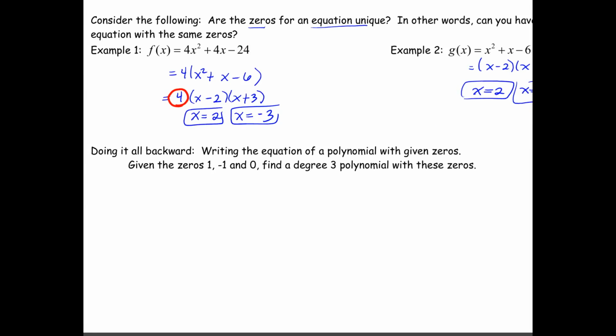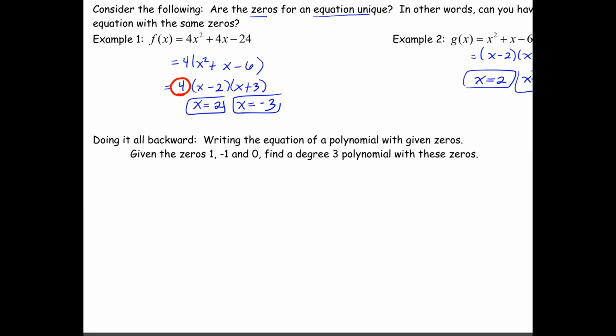So let's go ahead and try to do it all, but we're going to do it all backwards. Write the equation of a polynomial with the given zeros, given that the zero is at x equals 1, x equals negative 1, and x equals 0. You're going to find a degree 3 polynomial with these zeros. So how do you think we would work backwards? If I have all the zero values, how can I go back and find the original function?